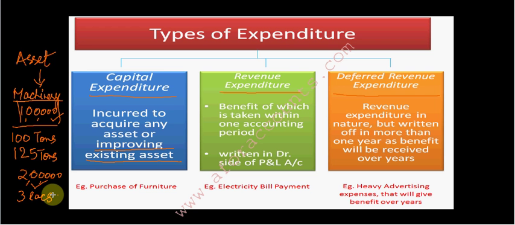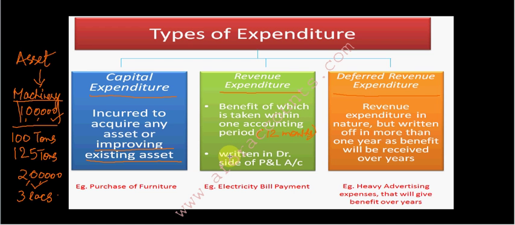Now you understood what capital expenditure is. Any expenditure made to acquire an asset or improve the existing asset is your capital expenditure. So what is revenue expenditure? Let's talk about revenue expenditure. Its benefit is taken within one accounting period. What is one accounting period? That generally is 12 months. That is, 1 year is your accounting period.